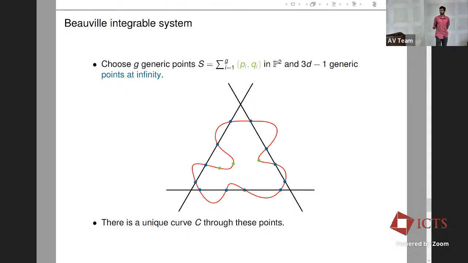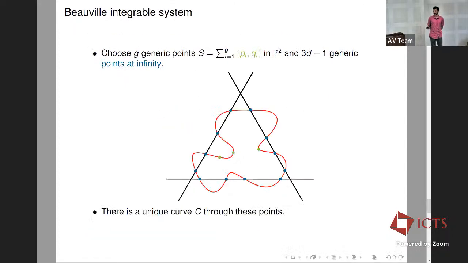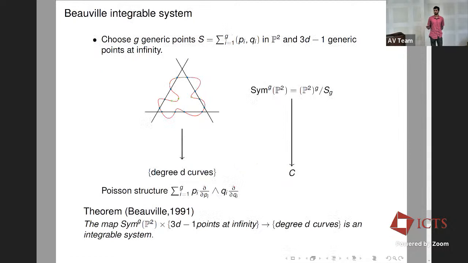Okay, so this is the space on which the Beauville system lives. It lives on this choice of points. And so this construction of taking the unique curve through these points gives you a fibration over here. And with this Poisson structure over here, Beauville showed that this is an integrable system.